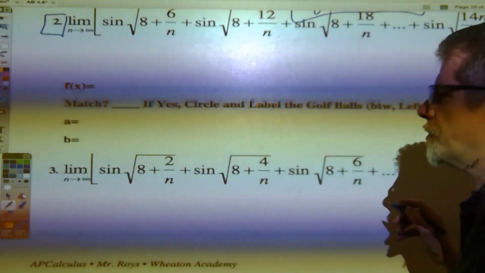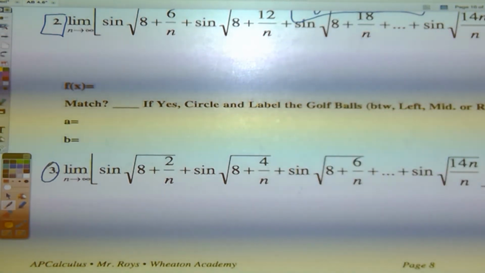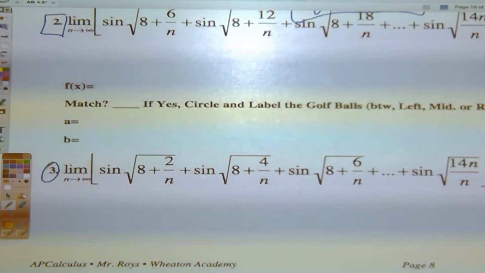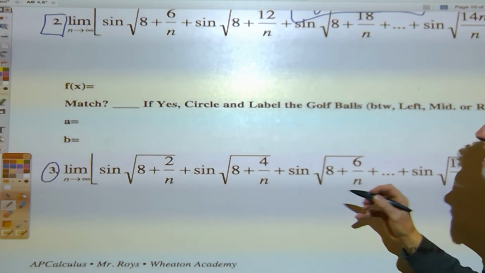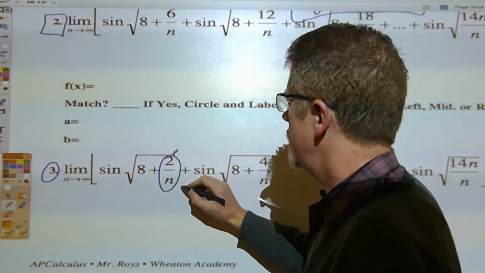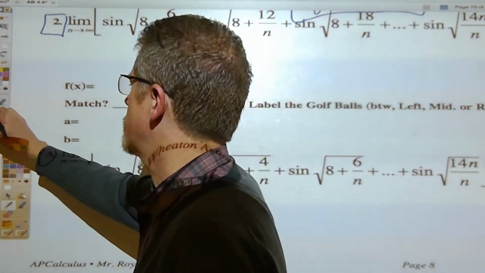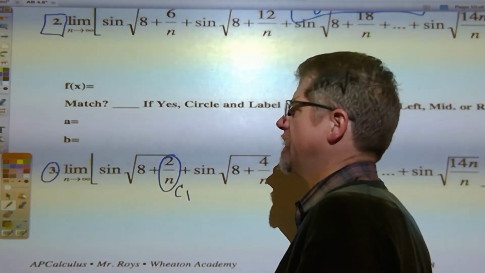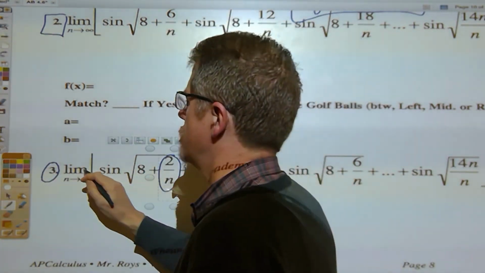Okay, so now number 3 is the next one that we're going to do as a class for notes. And for this one, I want to make sure that you know how to do circling where you have to rewrite this last one. So let's try, even though this is not the only way to circle this, I could have made the first circle 8 plus 2 over n. But let's just do the circles in red.